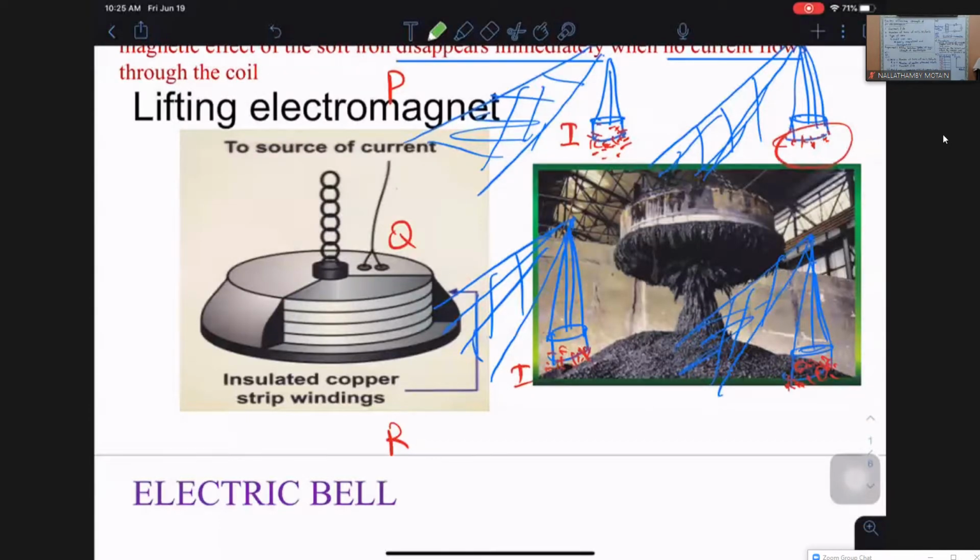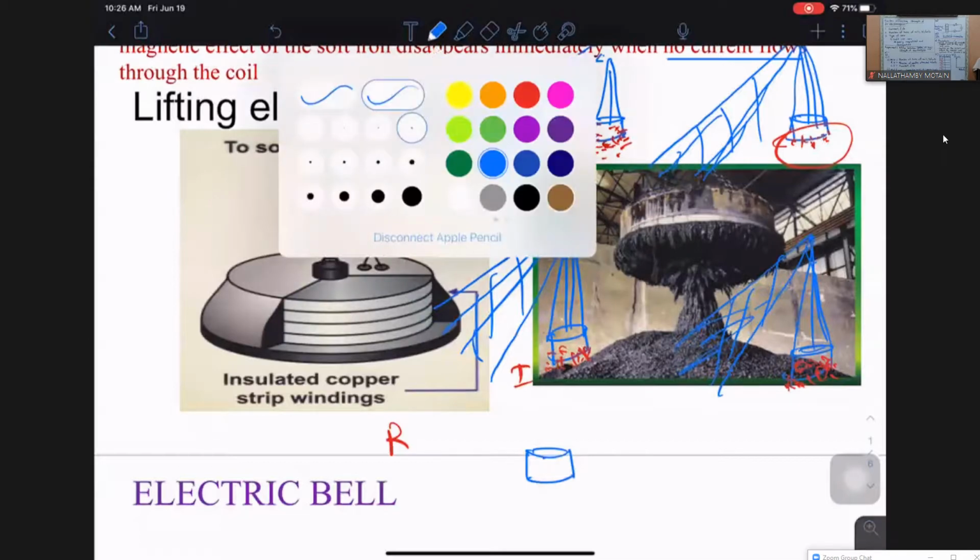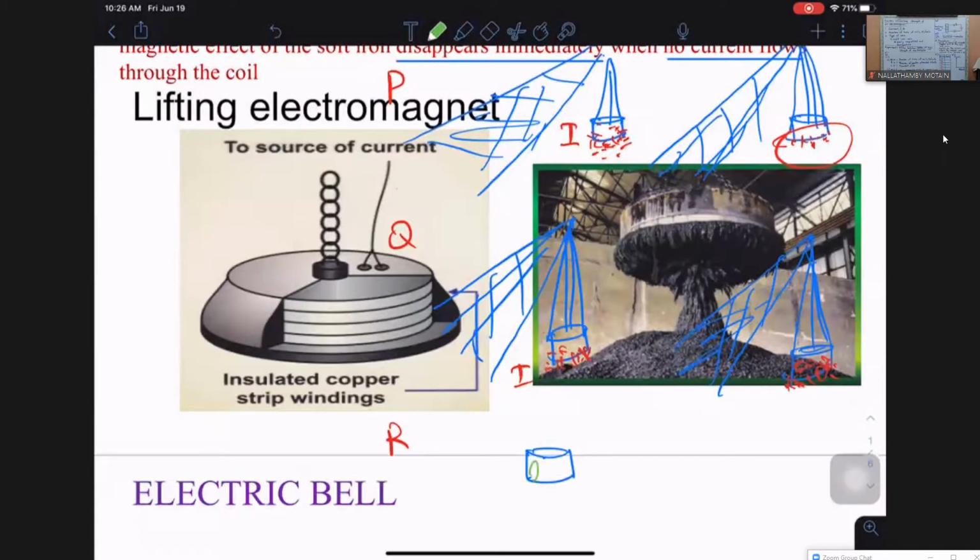Let's say they come up with a cross section. Then they will show you, inside got coils. Here a few turns, here few turns, here more turns of coil. So we have to choose more turns of coils. Why? It can produce a strong electromagnet.